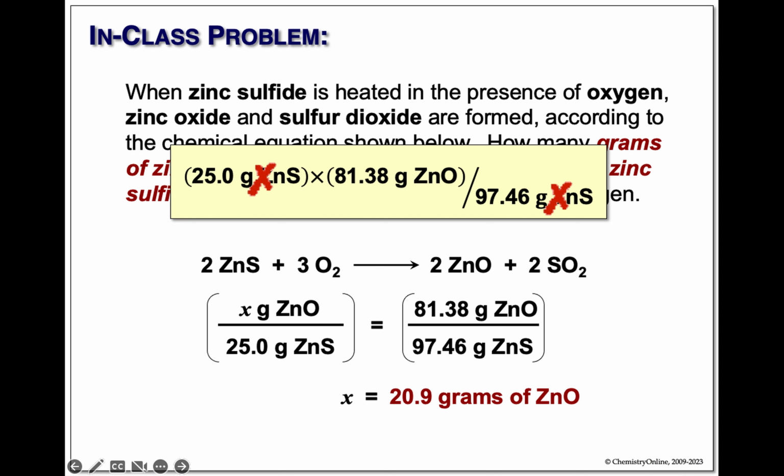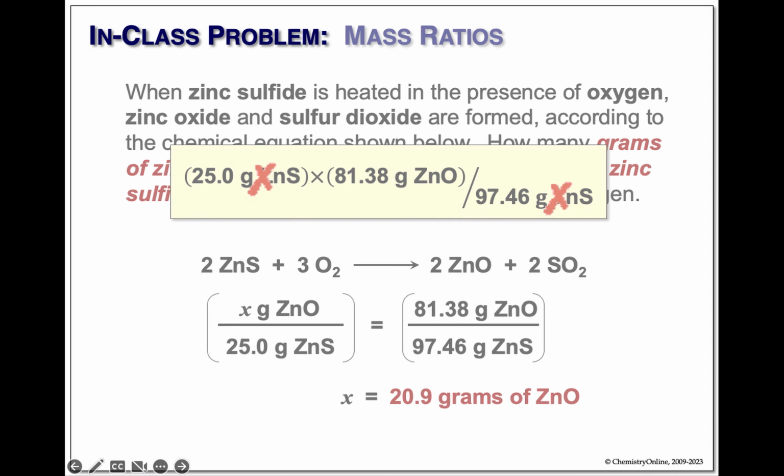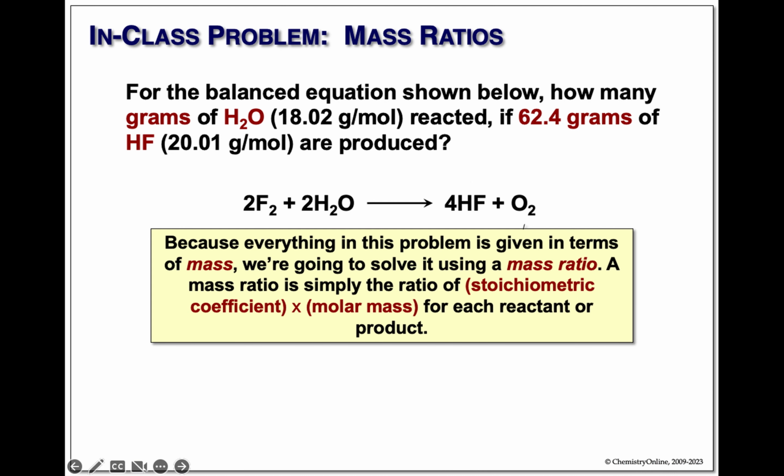Well, there are times when simply changing your molar mass doesn't work so well for you. It worked here because our stoichiometry was 1 to 1. But if you have a reaction where it's not 1 to 1, you need to use something called a mass ratio. Let's look at this equation. We're looking for how many grams of water? 62 grams of HF. So water and HF are what we're making.